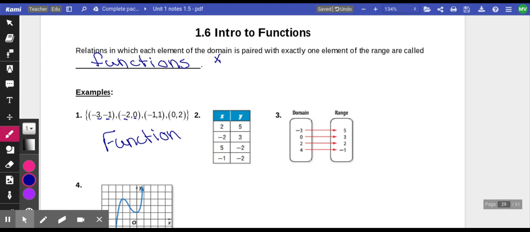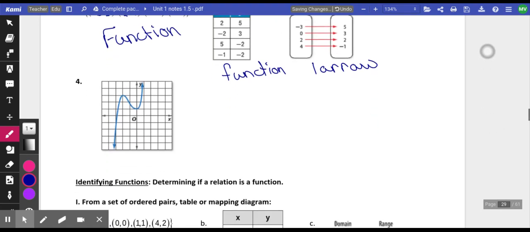If we look at our table, we're looking at our x values. Each x value only appears once, so that is also a function. Mapping is the easiest way to tell because we don't list any repeats in our domain. So since every domain only has one arrow, it is a function. And our last but not least is our graph.